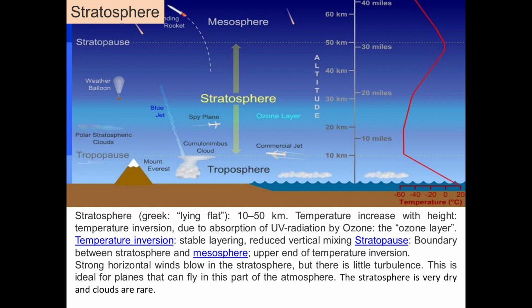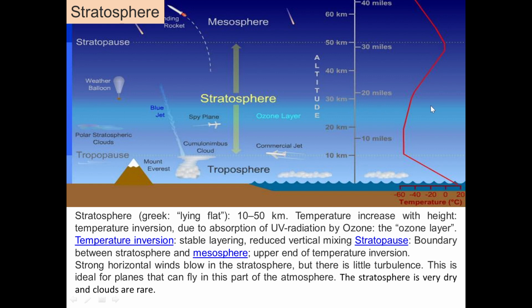So what is the significance of the stratosphere, and why is temperature inversion the major activity in the stratosphere? Because of the absorption of ultraviolet radiation by the ozone. Here this is the layer, this is the ozone layer.